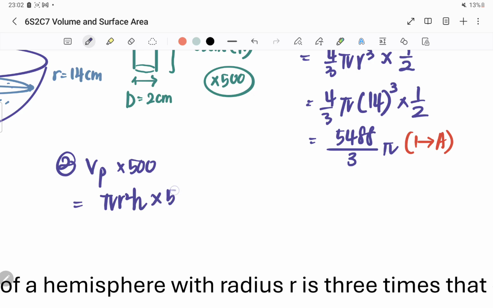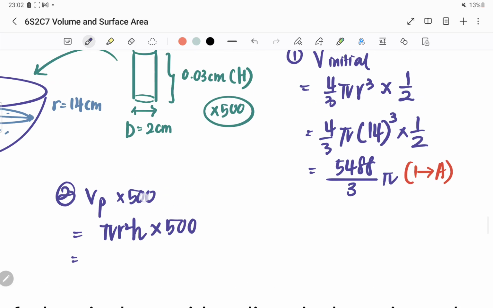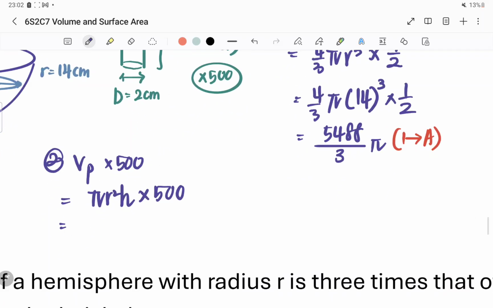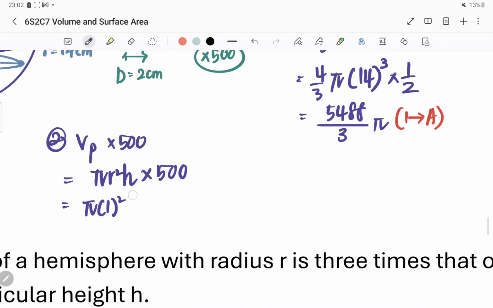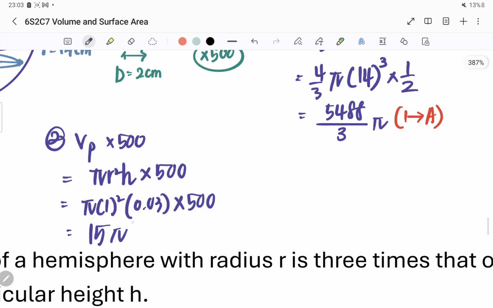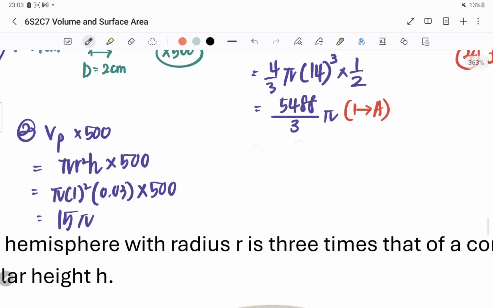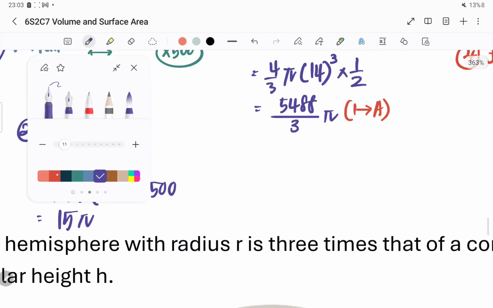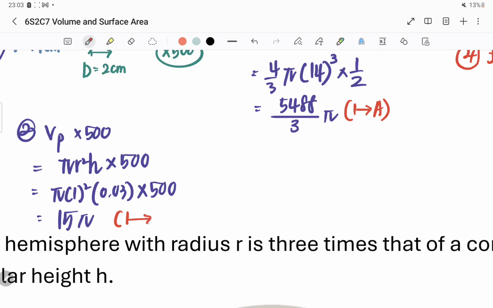Okay, multiply 500. So in this case, because the diameter given is 2, your radius must be 1. So we have pi 1 square times h. The thickness is 0.03. Then you multiply 500. So here you put pi in your calculator, put 1 square times 0.03 times 500. Then you should get 15 pi. Okay, so I want you to save this answer. Save it as B.